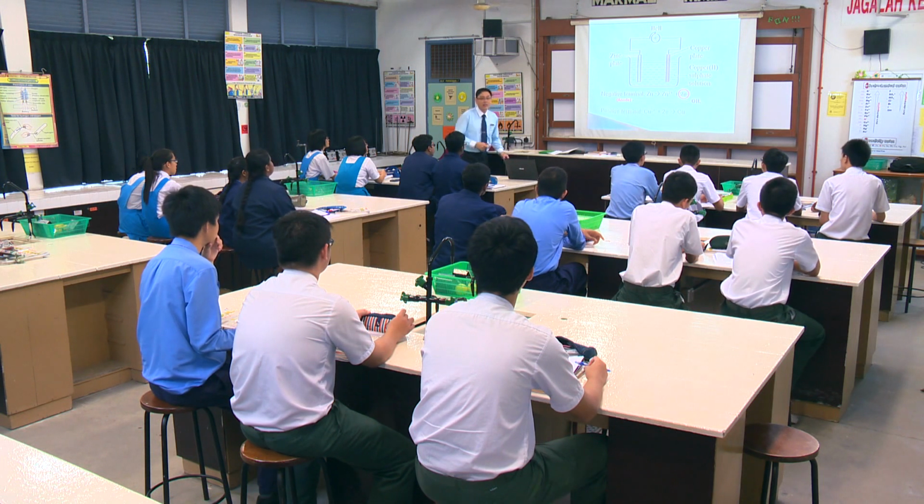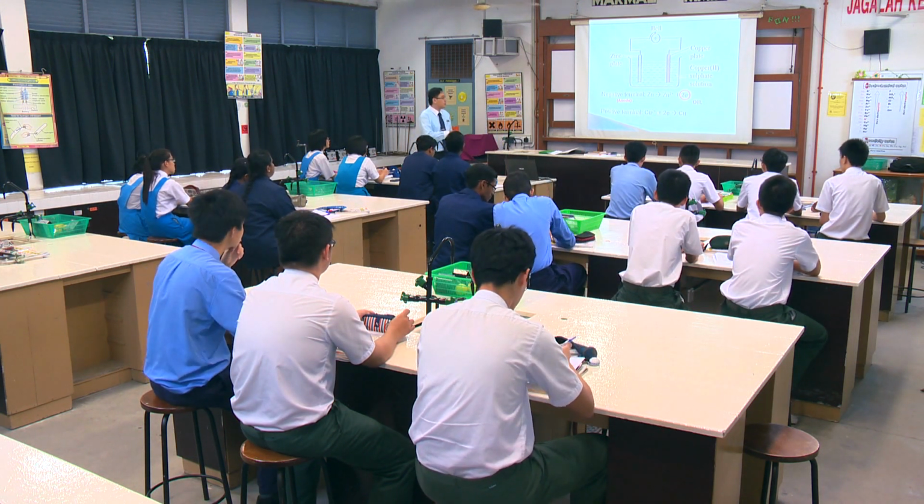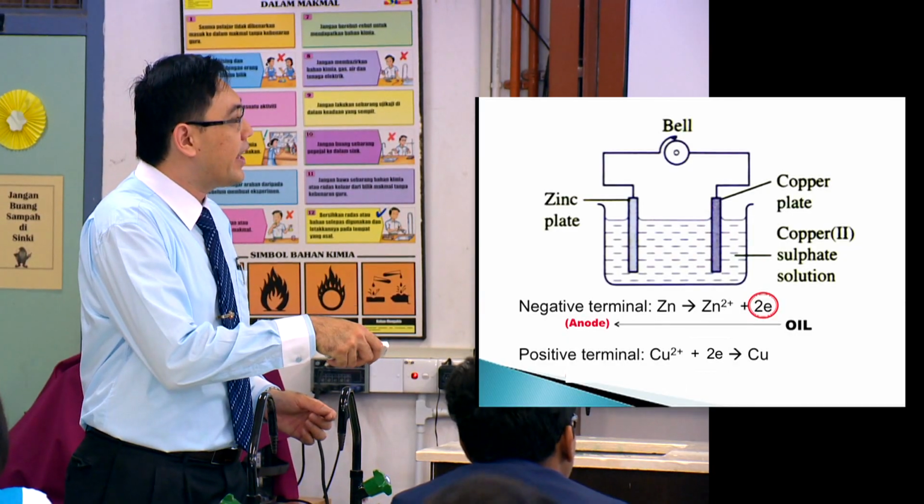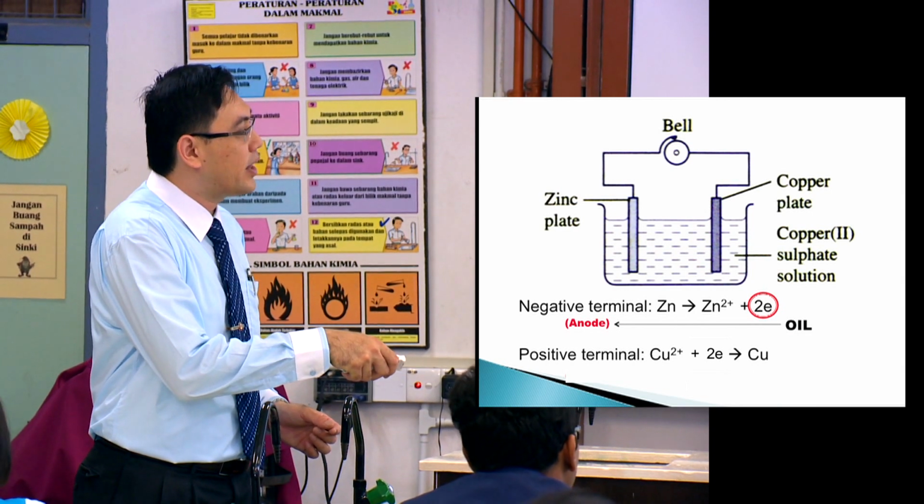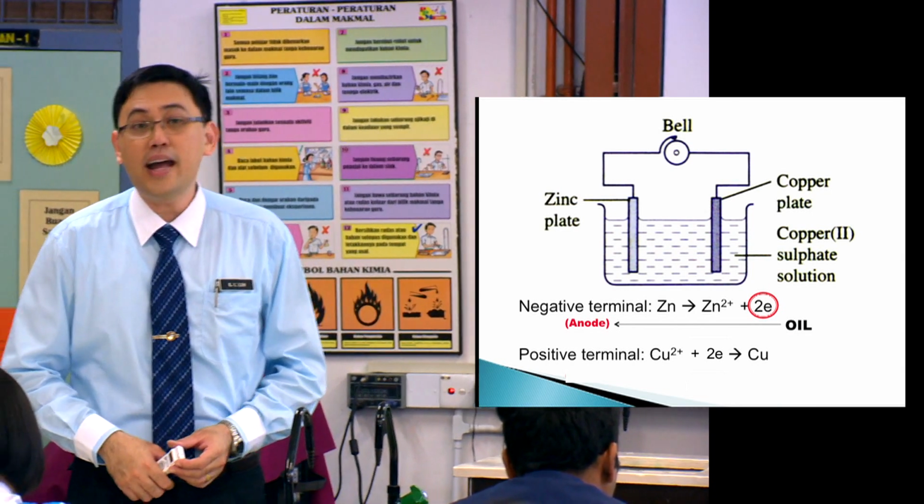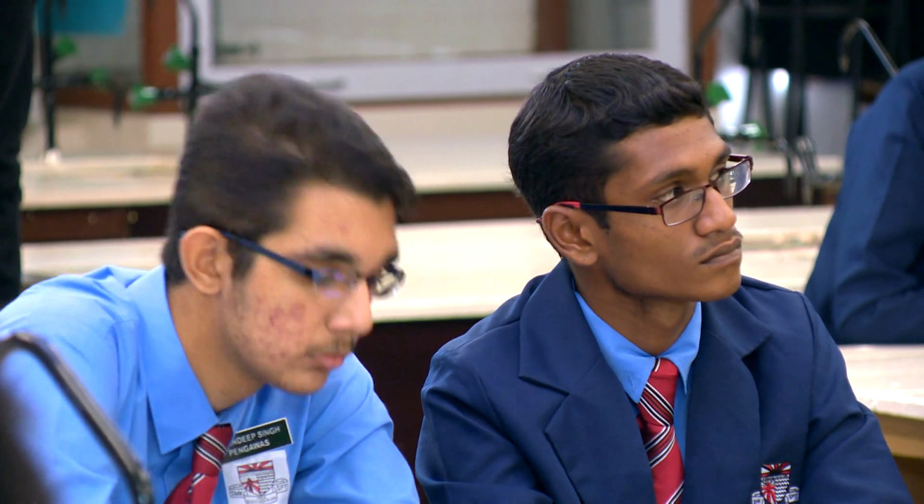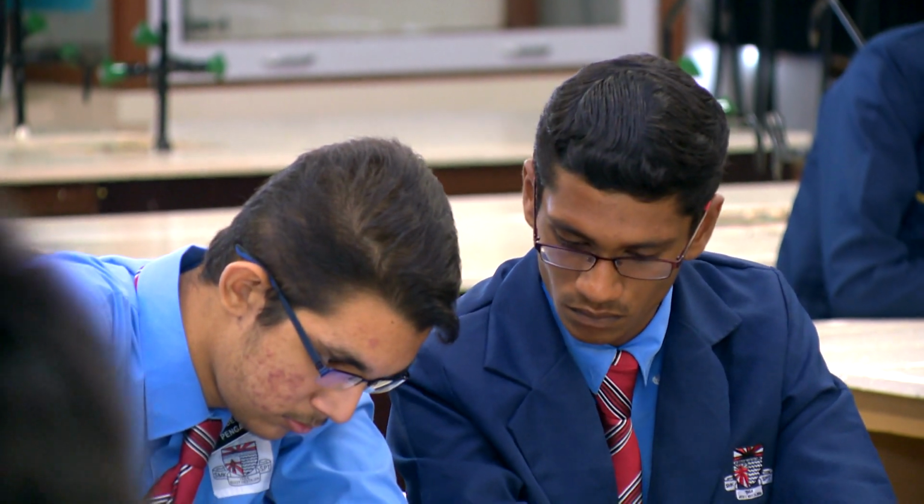So how are we going to write down the equation? This Cu2+ will gain the electrons, then be turned into the copper atom. So help me to write down the answer for the equation.